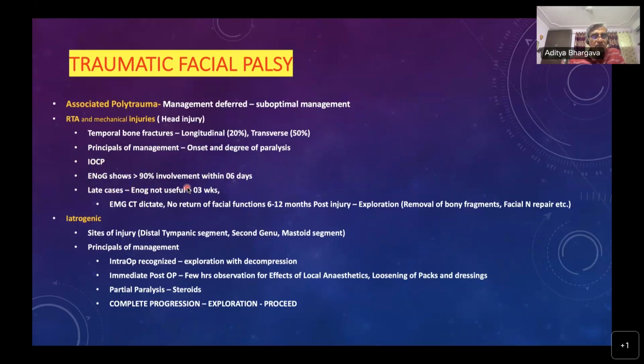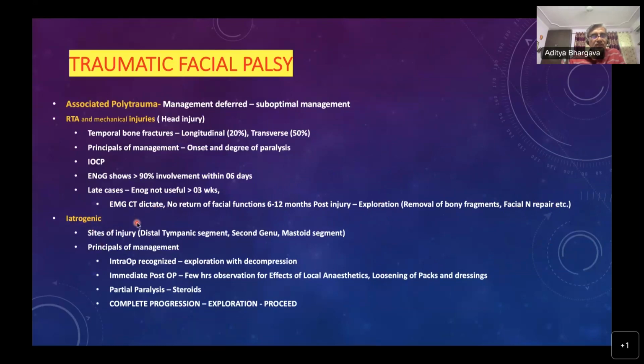neuronography shows more than 90% involvement within 6 days, then also we open up. In late cases, ENOG is not useful after more than 3 weeks. In that case, EMG, that is electromyography, and CT scan dictate. If there is no return of facial function on electromyography at 6 to 12 months post injury, then exploration and removal of bony fragments. If the bony facial canal is dehiscent or lacking, then facial nerve grafting, repair, etc. surgical methods are done.